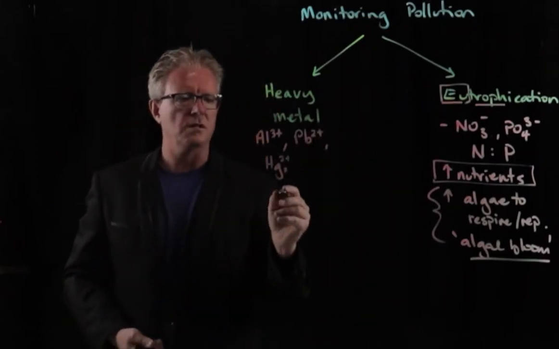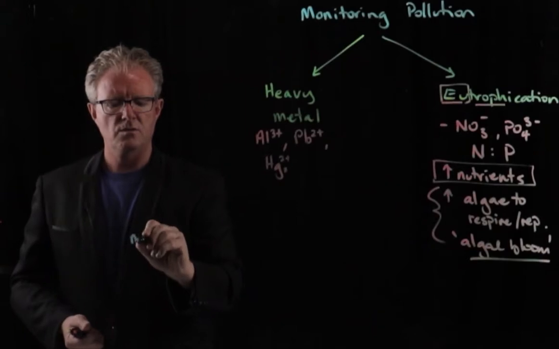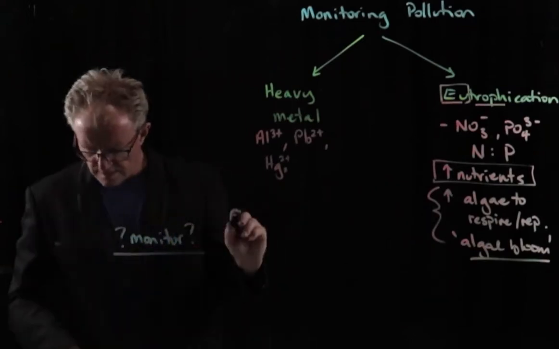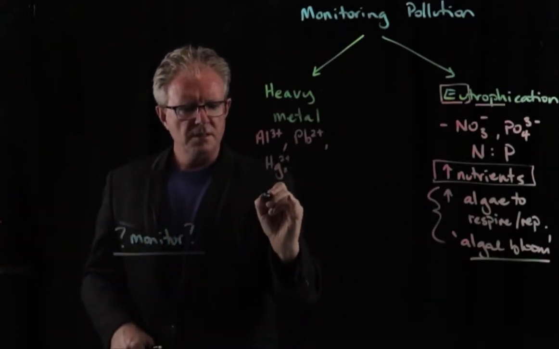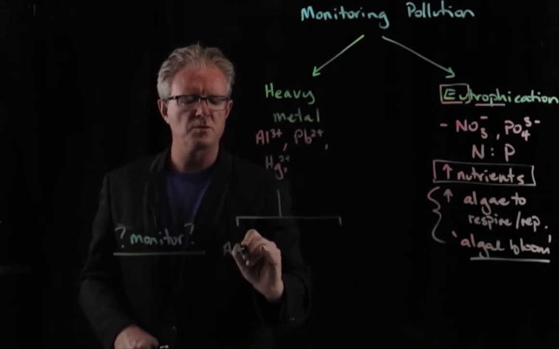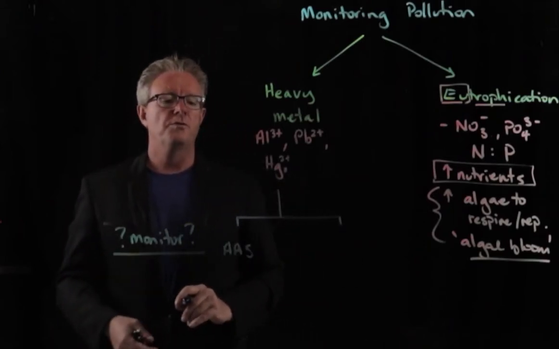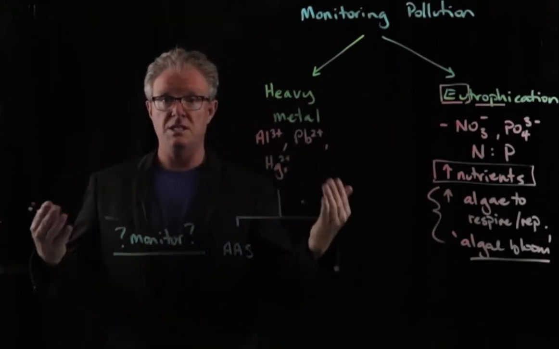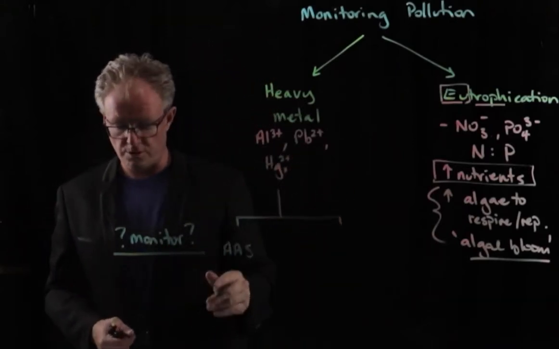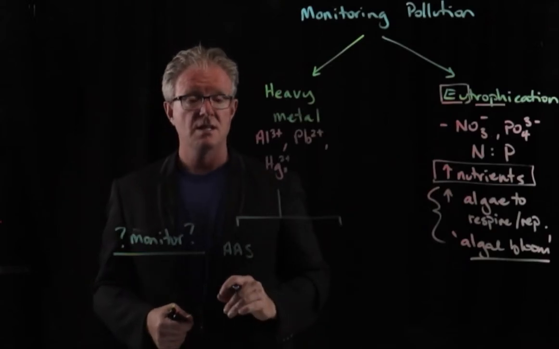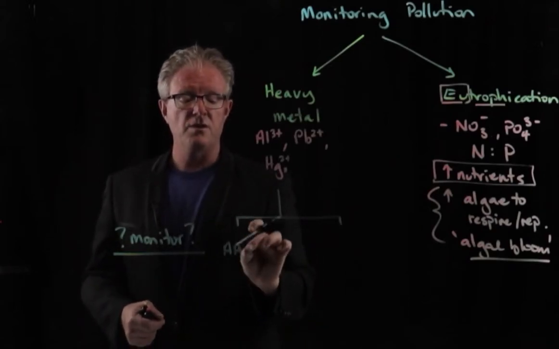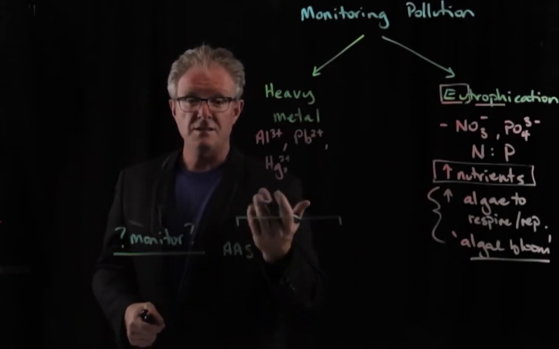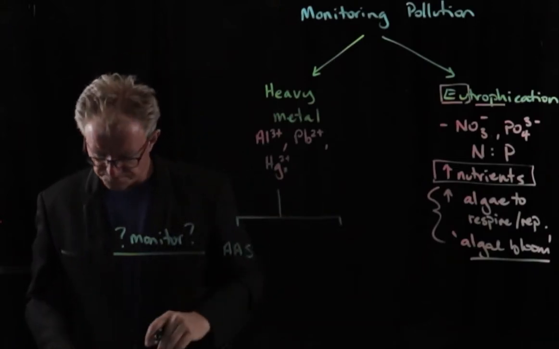All right, so let's look at how we monitor those. Let's just see if we can write it down here. With ions, we can monitor with atomic absorption spectroscopy. We saw before that atomic absorption spectroscopy was specific for metal ions, so we can take water samples and use that to monitor it. Very quick, very precise, and very sensitive measurements, parts per billion.